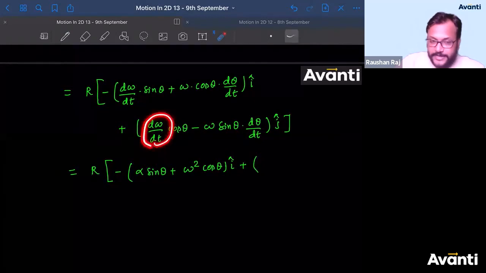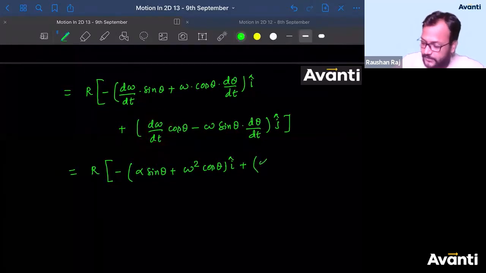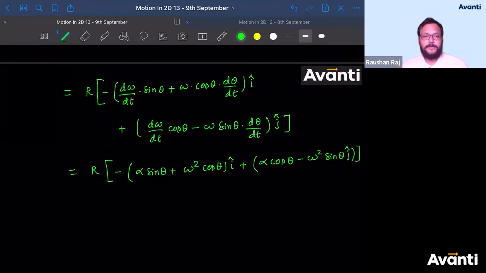d omega by dt cos theta, so alpha cos theta minus omega square sine theta j cap. Guys, click yes if you have understood this. Do you have any doubt till this point? If you have any doubt, write your doubt in the chat. Clear for everyone? Okay.